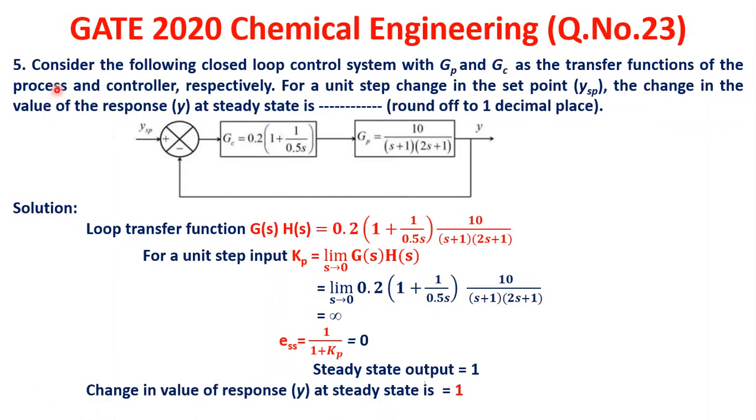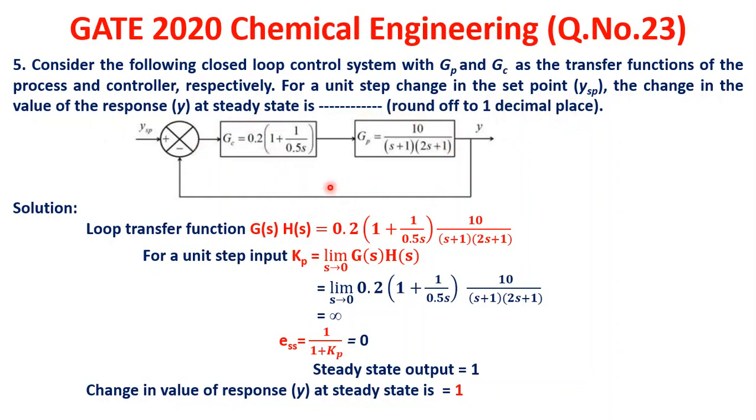The last problem, consider the following closed loop control system with GP and GC as the transfer functions of the process and controller respectively. For a unit step change in set point YSP, change in the value of the response at steady state is dash. So answer to be given rounded off to 1 decimal place. So this problem is again a steady state error problem.